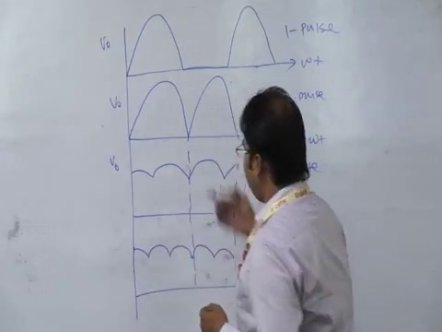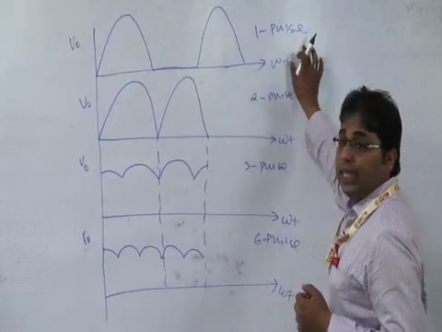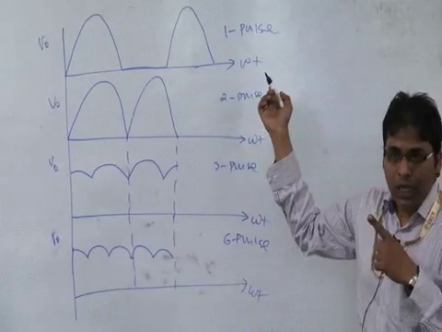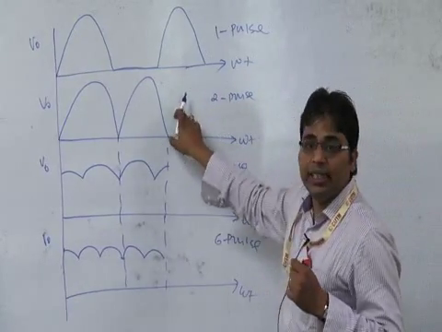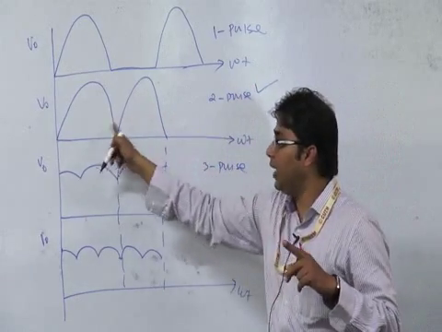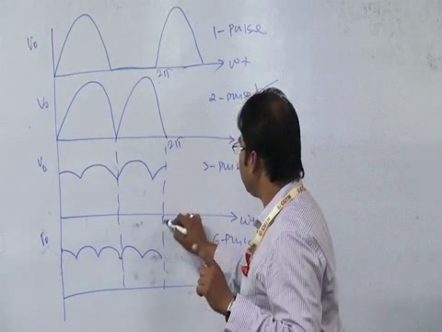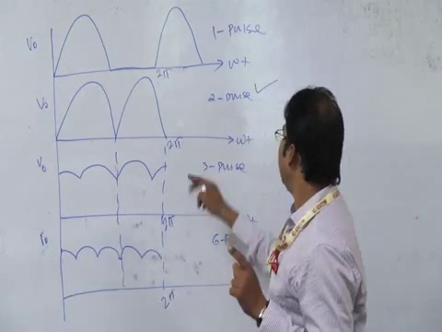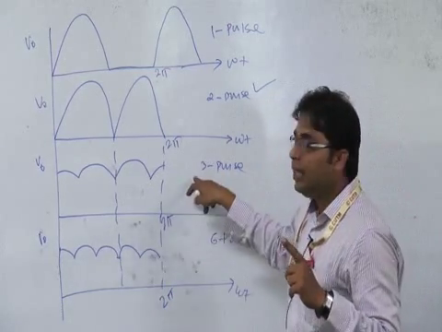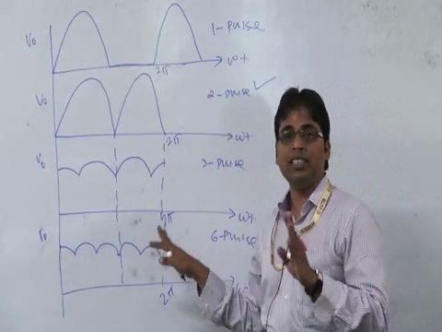Okay. So these are the output voltages we got. This is for 1 pulse, that is the single phase half wave rectifier. Next, the single phase full wave rectifier. This is 2 pulse, so we are getting 2 pulses for 1 cycle. This is my 2 pi, right? Here we got 3 pulses per cycle. This is the 3 phase half wave rectifier. Here we will get 6 pulses per cycle.